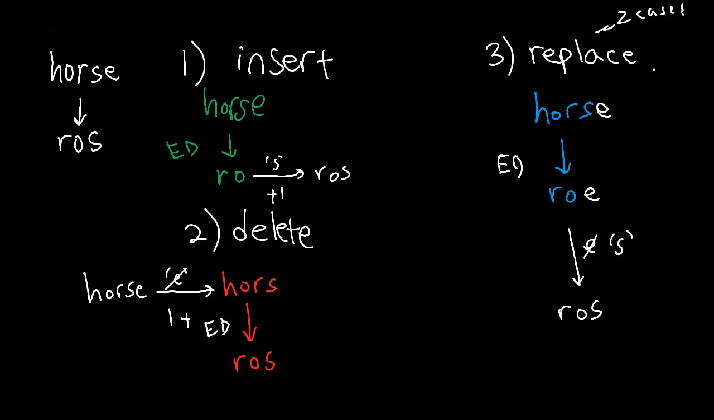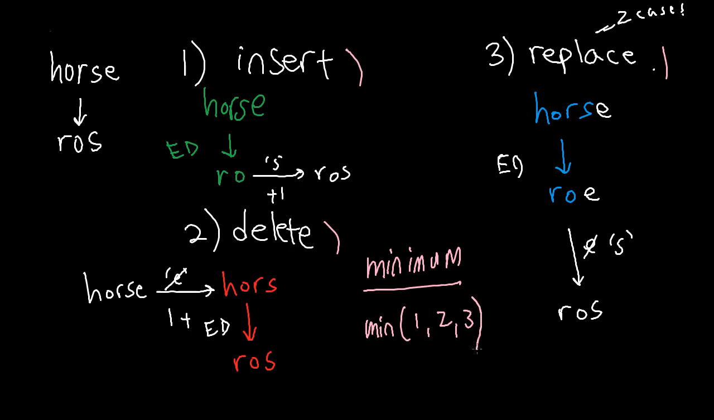Okay, so this question is asking us about the minimum. So what's the minimum number of operations? So all you have to do is we'll just take the minimum of each of these 3 possible solutions, right? So we just take the minimum of 1, 2, and 3. And this will give us our edit distance for horse into Ross.